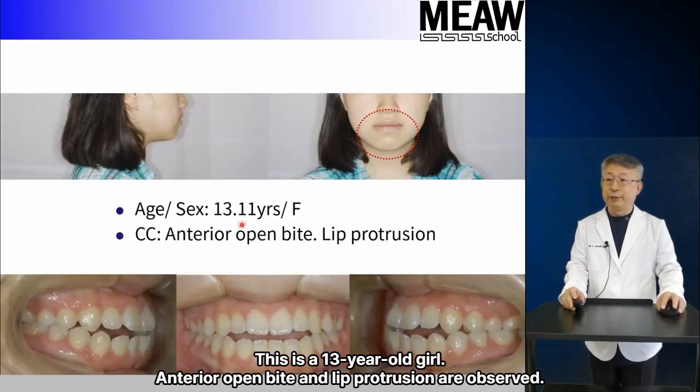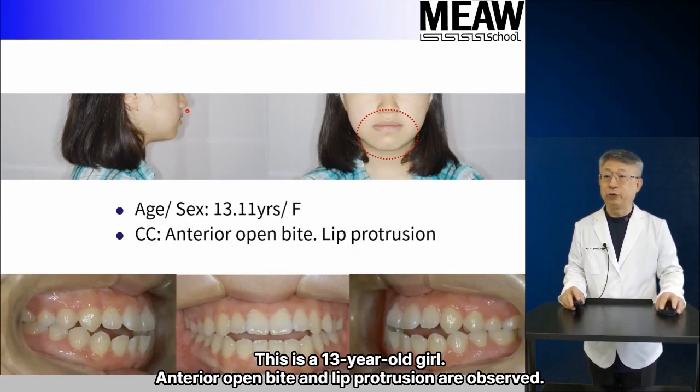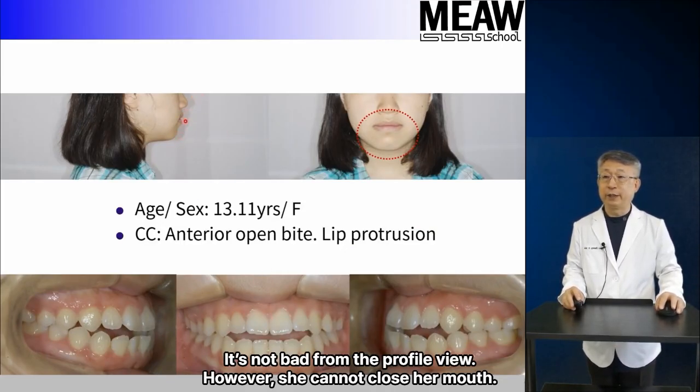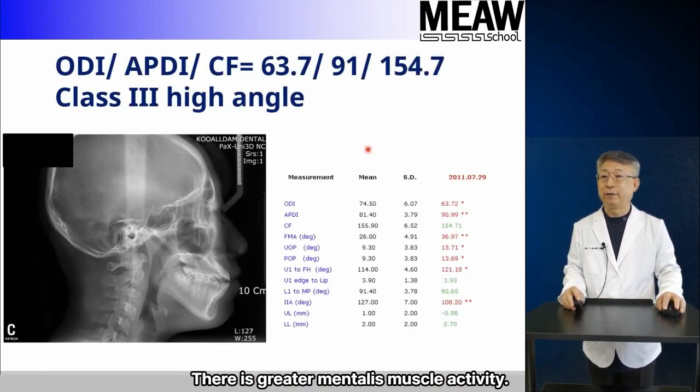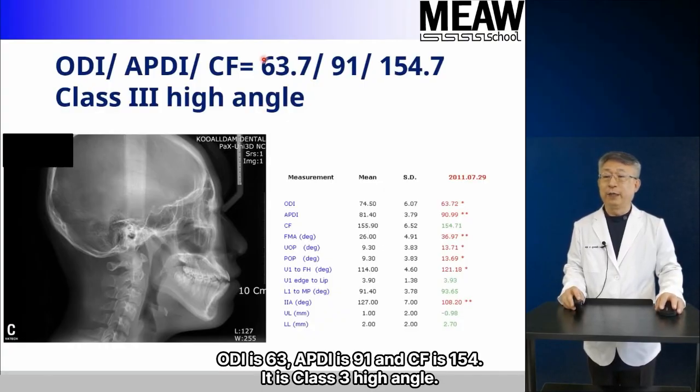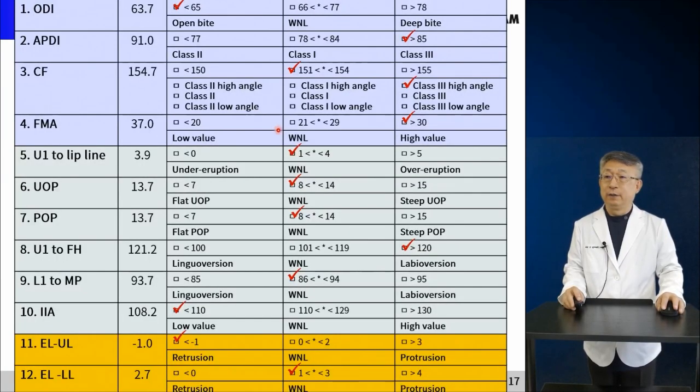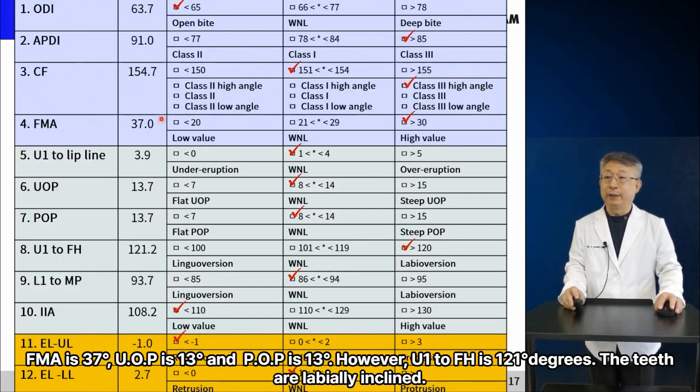This is a 13-year-old girl. Anterior open bite and lip protrusion are observed. It's not bad from the profile view, however, she cannot close her mouth. There is greater mentalis muscle activity. ODI is 63, APDI is 91, and CF is 154. It is Class 3 high angle. FMA is 37, UOP is 13, and POP is 13.